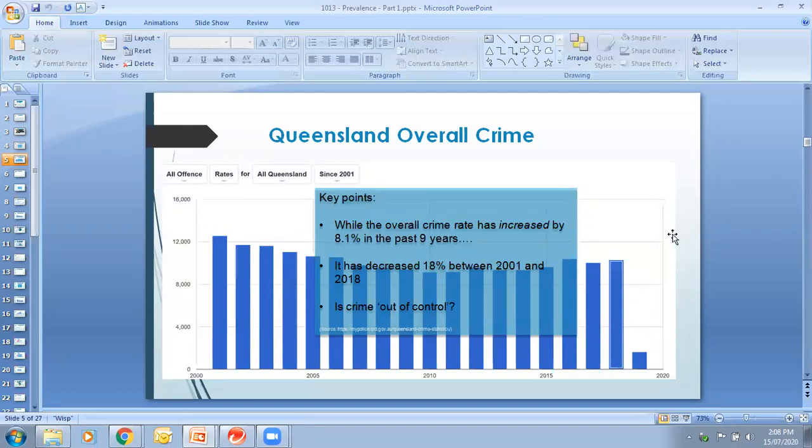So while the overall crime rate has increased by 8.91% in the past 9 years, it actually decreased 18% between 2001, which is way back down here, and 2018. So there's actually been a much bigger decrease than there has been an increase. So if you look at this, does this suggest to you that crime is out of control? It would suggest not.